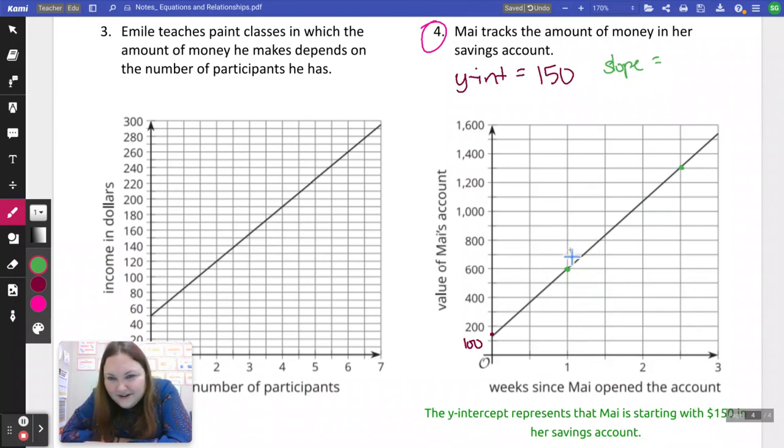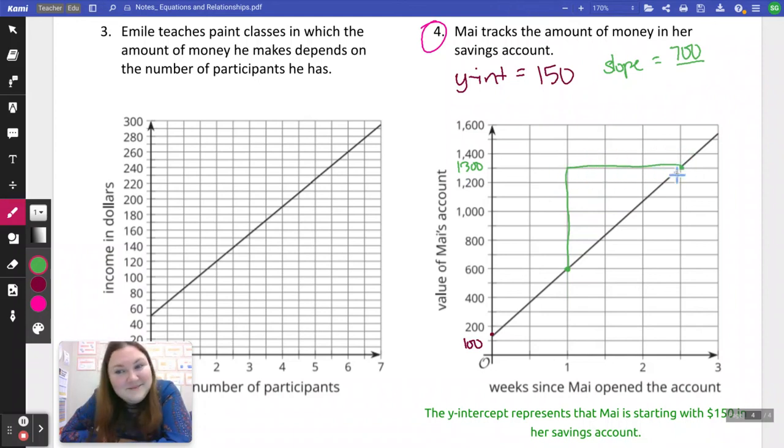So when I go to calculate that, I need my rise. So my rise is going to be this change here. It might be tempting to count those boxes. I see 1, 2, 3, 4, 5, 6, 7 boxes. But notice that y-axis means I'm not going up $7. I'm starting at $600 and going up to $1,300. So 600 plus 700 gets me to 1,300. My rise is 700.